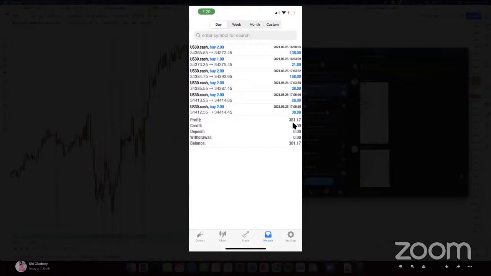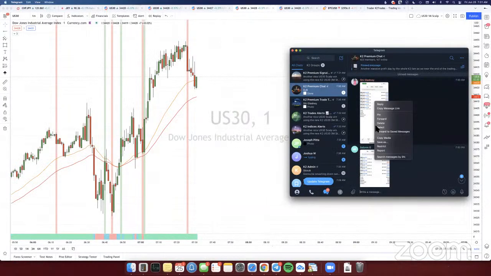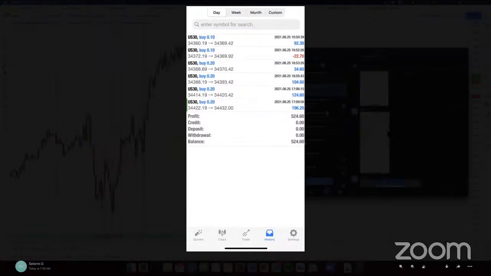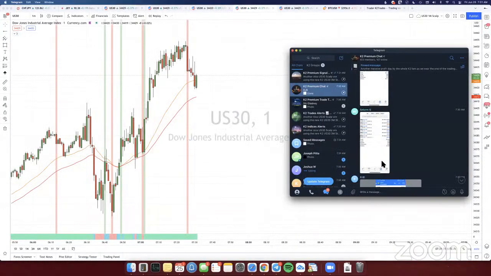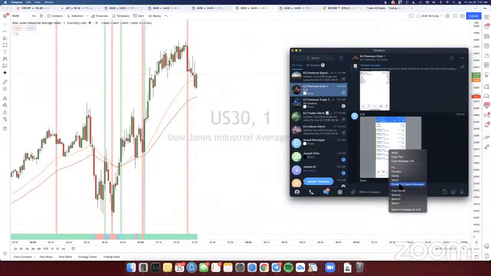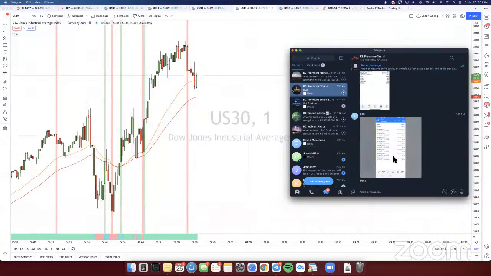Shy locked in 800 or 381. Nice work, Shy. Slorm over here locked in a total of 524. Nice work, Slorm. Romano over here locked in a total of 826. Nice work, Romano. Romano said he's done. So a lot of you guys are calling it a day because, like I mentioned, it's all about consistency, guys. You got to focus on these wins and not risk anything to suffer any losses.